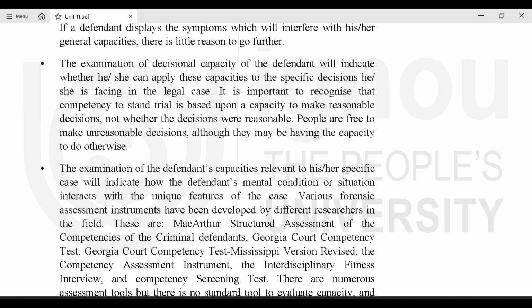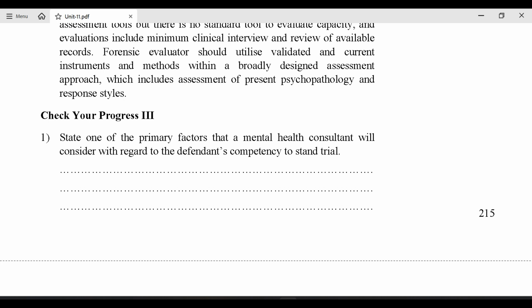Various forensic assessment instruments have been developed by different researchers in the field. These are MacArthur Structured Assessment of the Competencies of the Criminal Defendants, Georgia Court Competency Test, Georgia Court Competency Test Mississippi version revised, the Competency Assessment Instrument, the Interdisciplinary Fitness Interview, and Competency Screening Test. There are numerous assessment tools, but there is no standard tool to evaluate capacity, and evaluations include minimum clinical interview and review of available records.